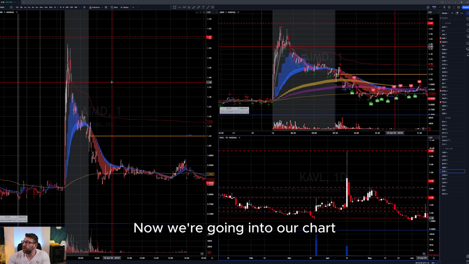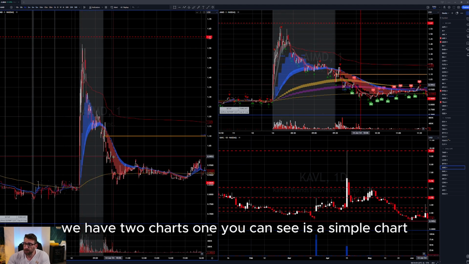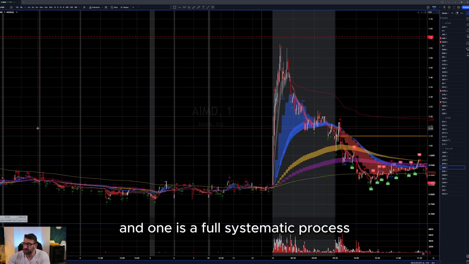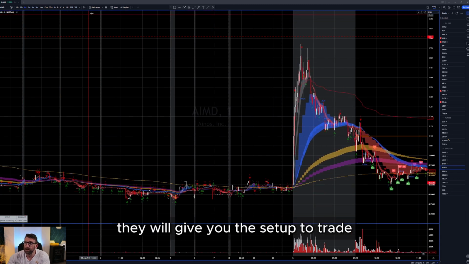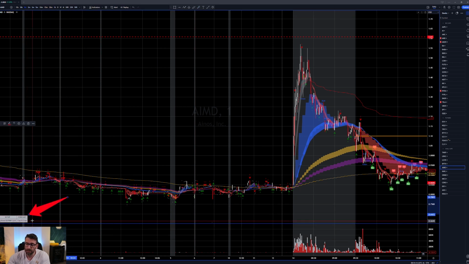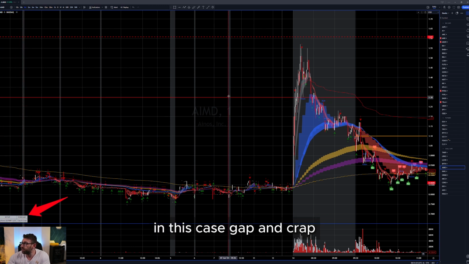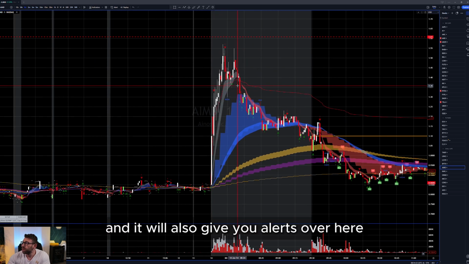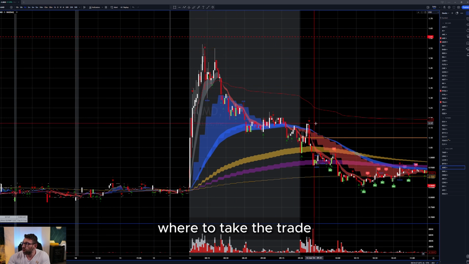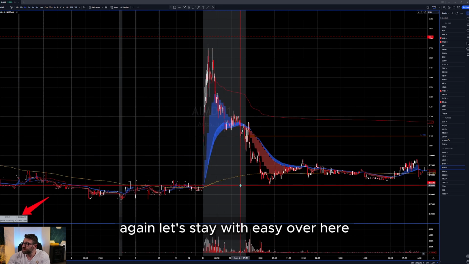Now we're going into our chart. We have two charts. One you can see is a simple chart, and one is a full systematic process. They will give you the setup to trade, and we can see this, for example, over here. So exactly, it will tell you what setup to trade and where to trade it. In this case, gap and crap. It will tell you to trade a short, and it will also give you alerts over here where to take the trade. Again, let's stay with the easy one over here.